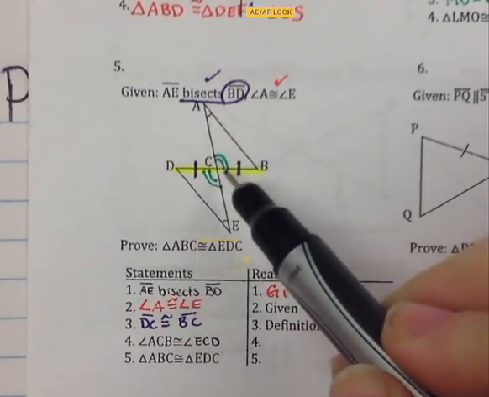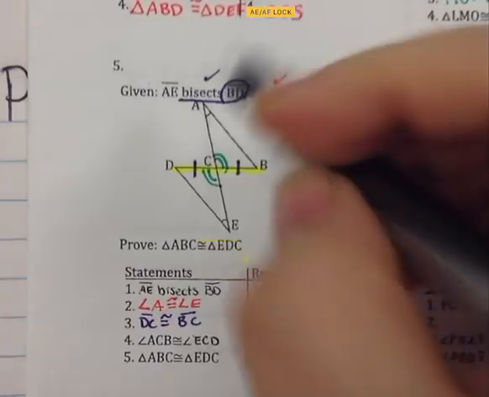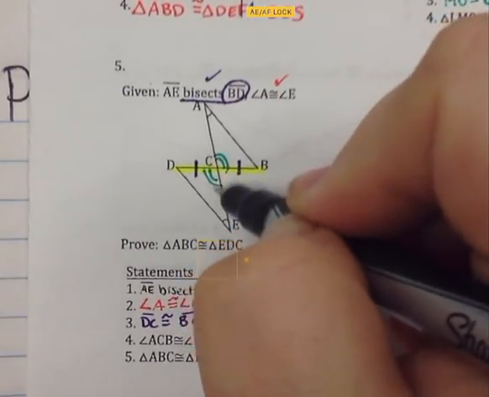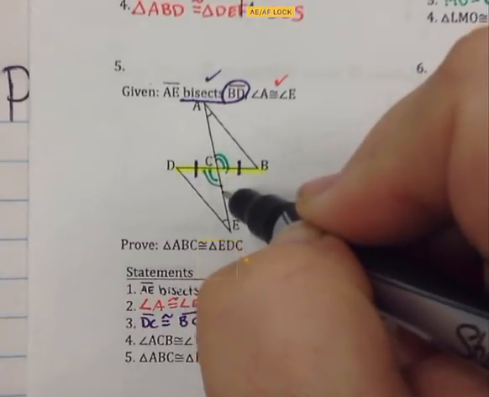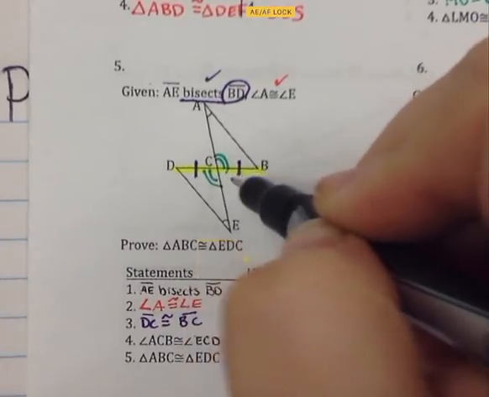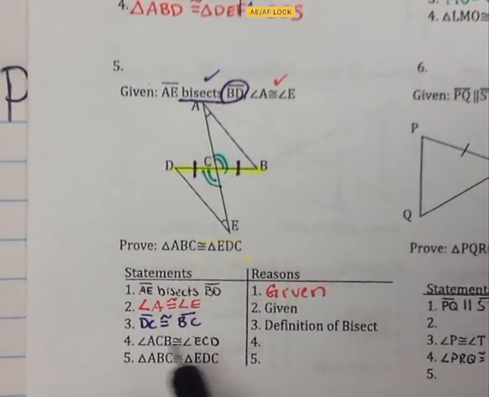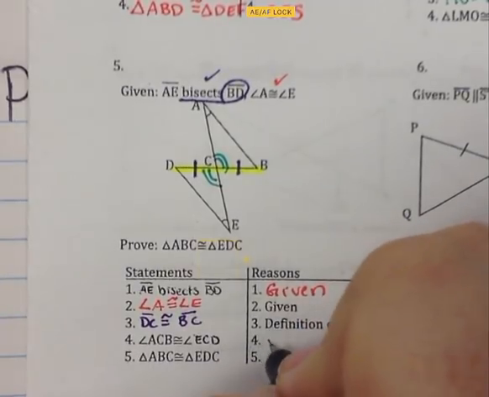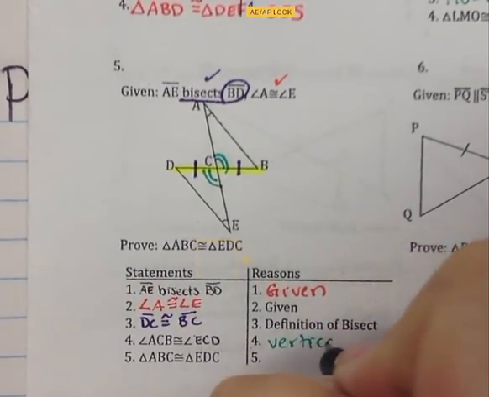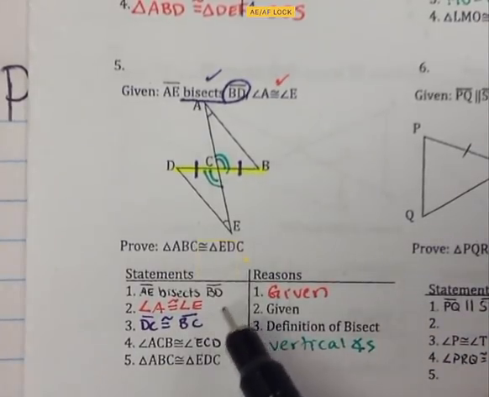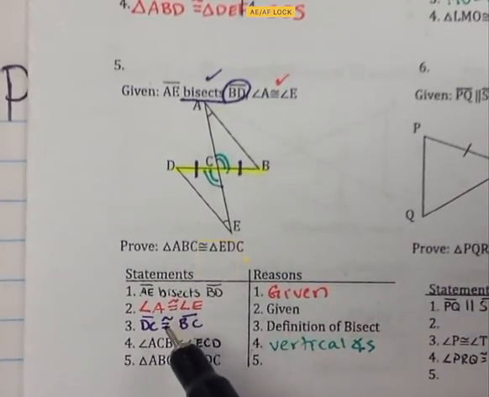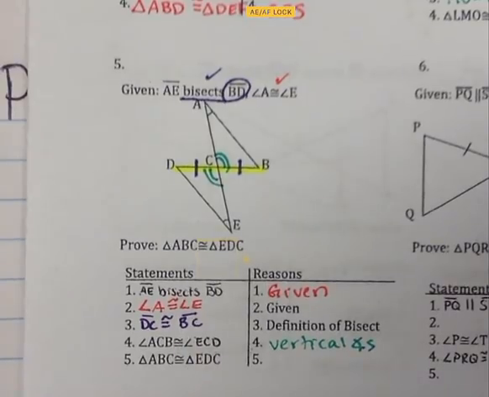Now, why are these two angles congruent to each other? Do you see how the two angles are actually touching at a point? And it looks like we can form the letter X with these two lines. If we can form the letter X, those are vertical angles. These are congruent because of vertical angles. Now we have that 1, 2, 3 things congruent.